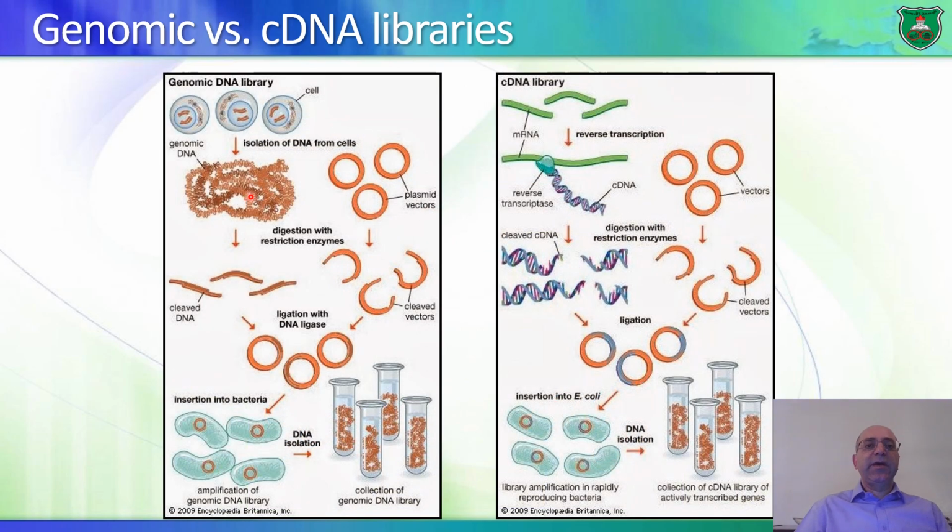Now this slide shows the similar concepts that I just talked about in terms of genomic library. We cut the genomic DNA into different fragments, we insert them into plasmids and into bacteria and so on. Here the cDNA library is created from messenger RNA molecules that are converted to cDNA by reverse transcriptase, and these are inserted into vectors. So these fragments in the cDNA library represent active genes in a cell.